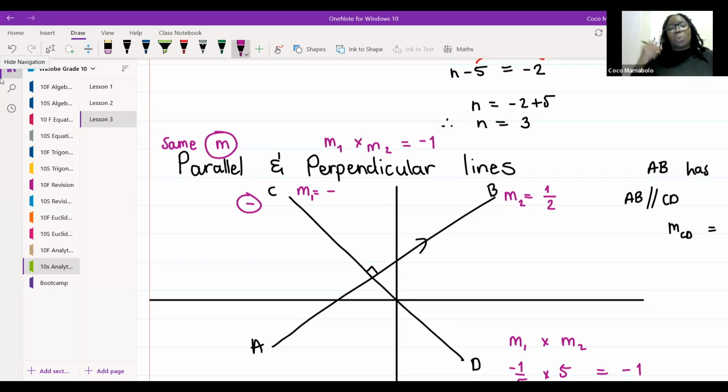A half times what would give us 1? Guys, a half times something is equal to 1. What is that something? A half times? Good, Liabona. That's it. A half times 2 would give us 1. But we don't want 1. We want -1. So a half times -2 will give us -1. So our second gradient on this side would be -2. Give me a thumbs up if you're with me. We're actually at the end of the lesson, guys.